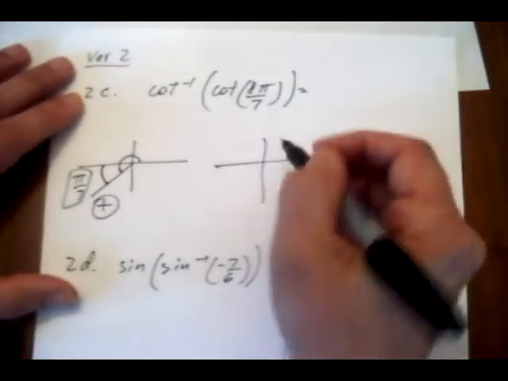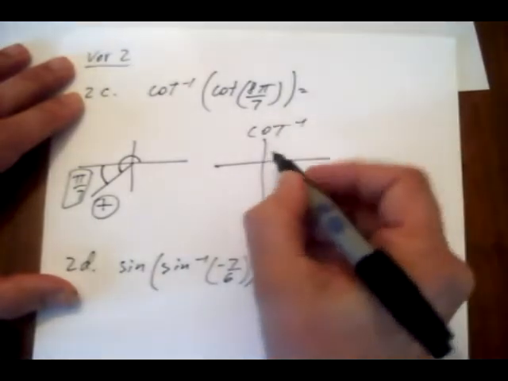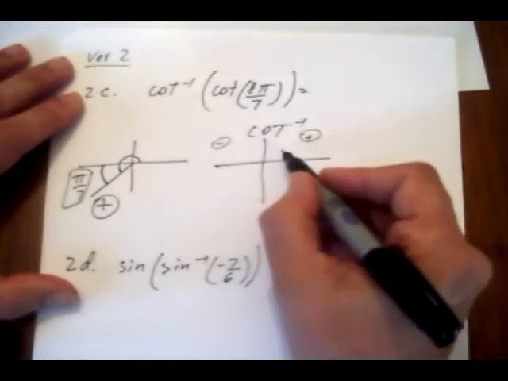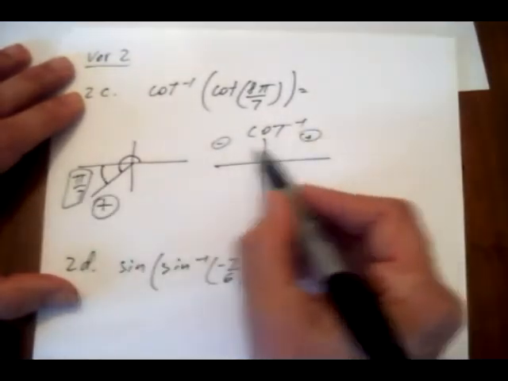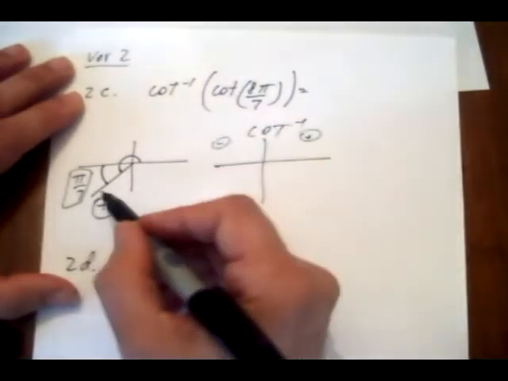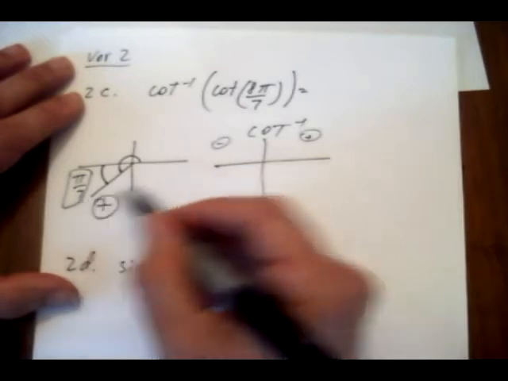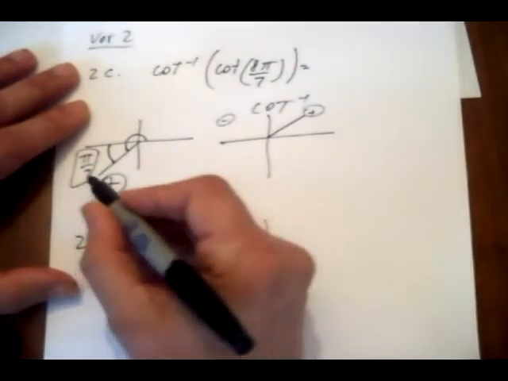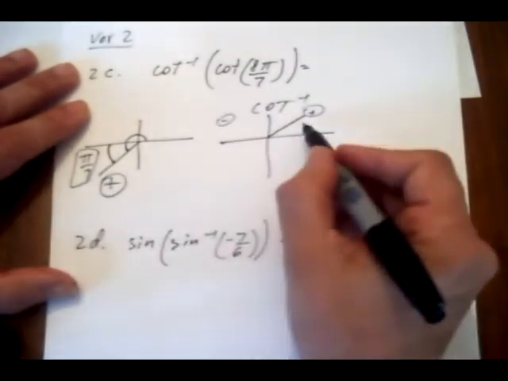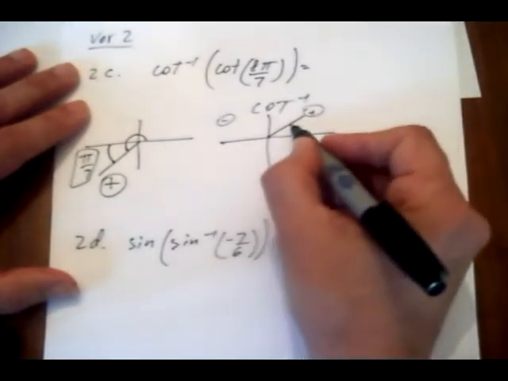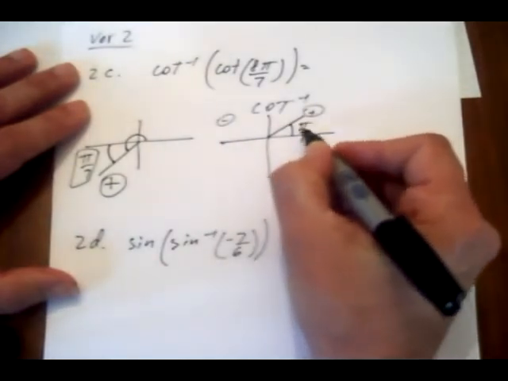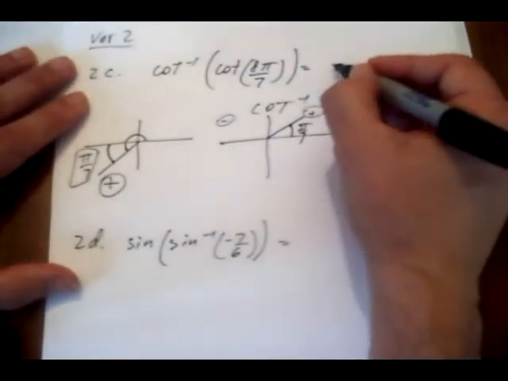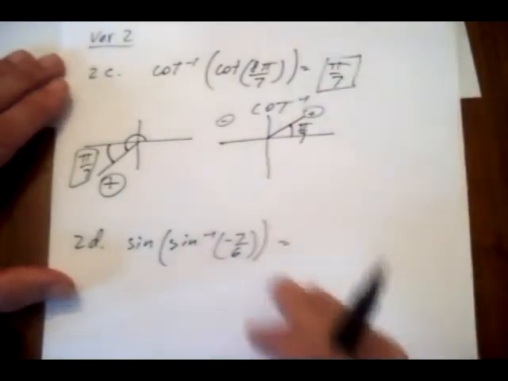So on the cotangent inverse restriction, this is going to be positive quadrant, this is going to be negative, therefore we know we're dealing with quadrant 1. We're looking for what angle in the first quadrant will produce positive results. Well, we're looking at pi over 7. We're placing this reference angle in the first quadrant. So pi over 7 is the answer to this question.